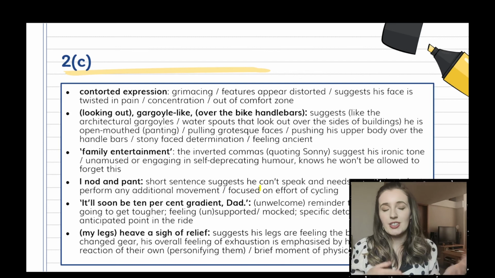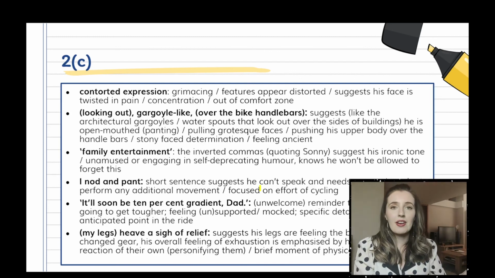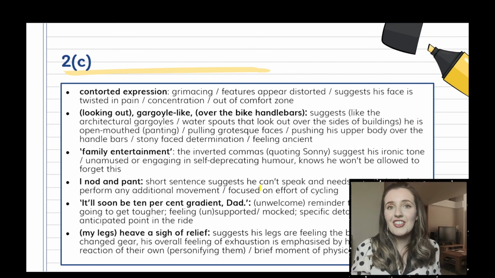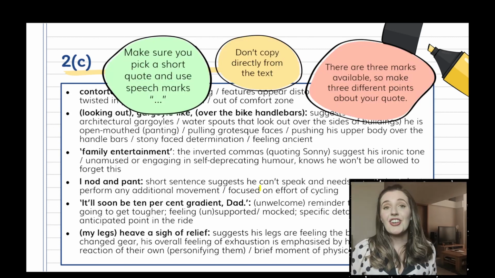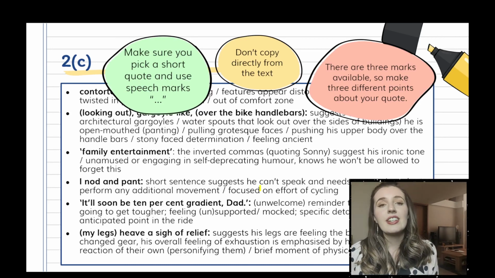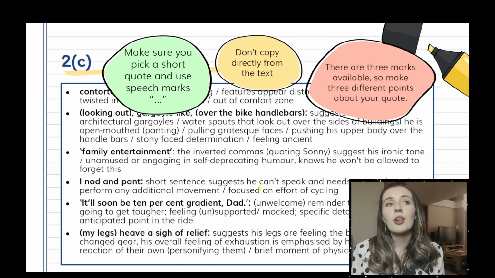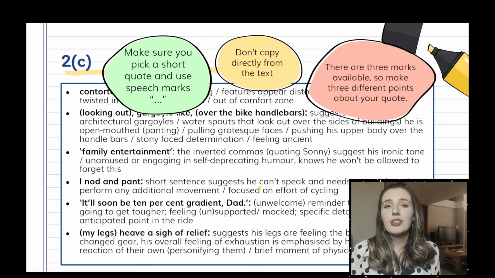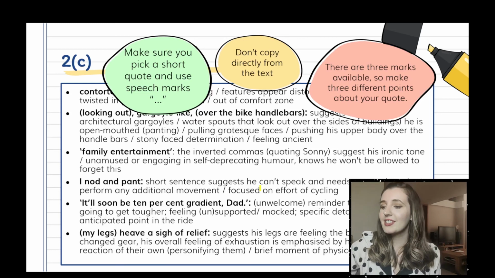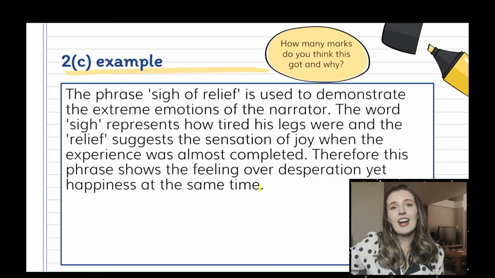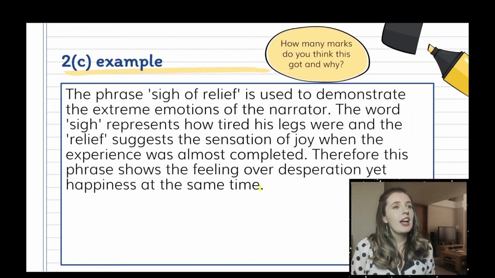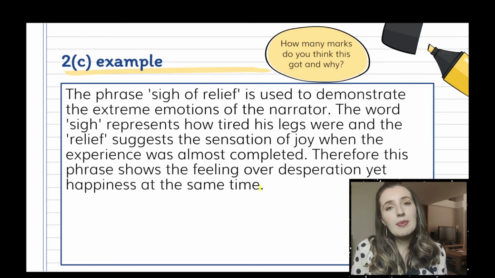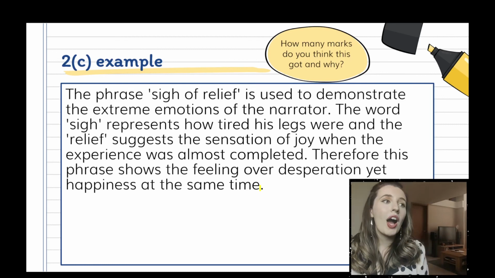So take a second, pause the screen, have a look at the mark scheme. How many marks do you think that you got? So as a reminder, make sure you pick just one short quote and that you did use speech marks. Remember, don't copy directly from the text in your explanation. It should come from your own words. And remember, there's 3 marks, so you have to give 3 different points in order to achieve the full 3 marks. So on the screen now is an example answer. I want you guys to have a little think, how many marks do you think that this got and why?